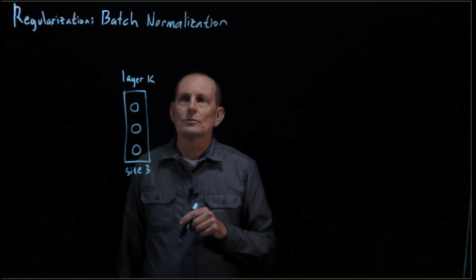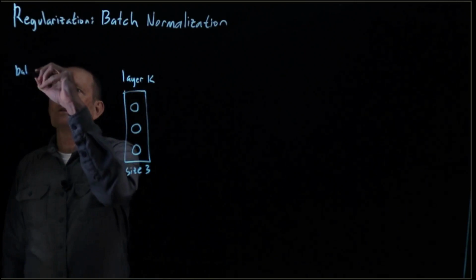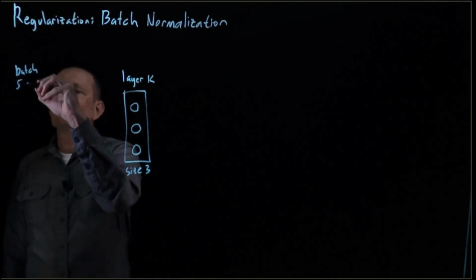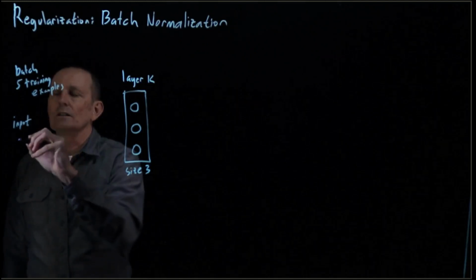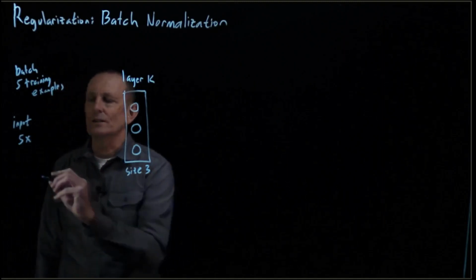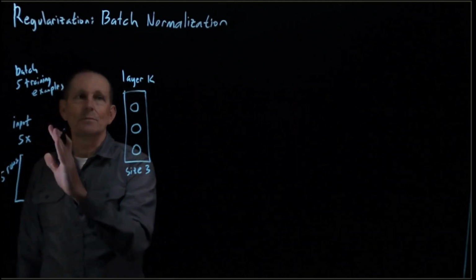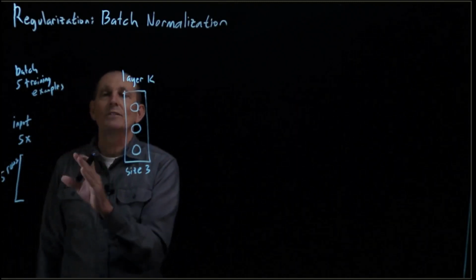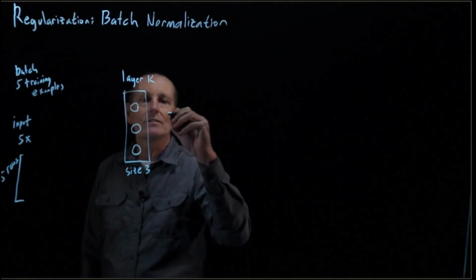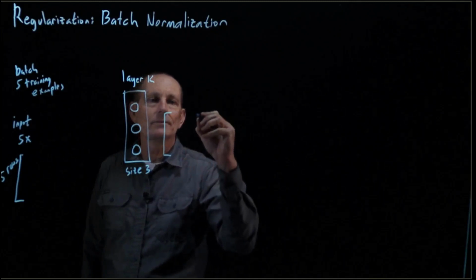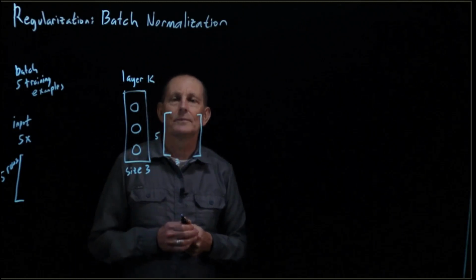What is the number of rows? Well, that's going to depend on the batch input. If our batch has 5 training examples, then our input is of the form 5 times something, that is, there are 5 rows. That's going to be fed into each layer, and the output of each layer is going to be 5 by something. In the case of layer K, we're going to have a 5 by 3 tensor coming out. A tensor, again, is just a multi-dimensional array.